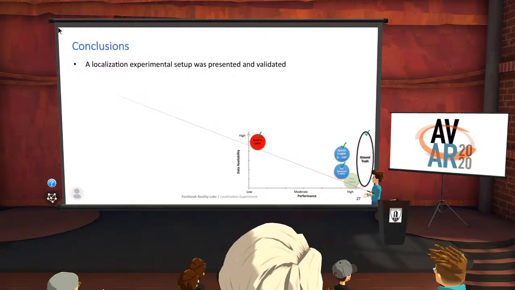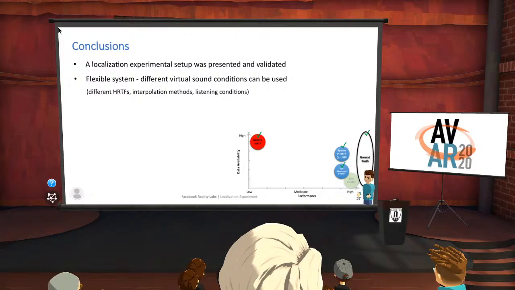So I presented the localization experiment setup that was validated to accurately capture localization results. We show that the system is flexible. We can do different virtual sound conditions, like different HRTFs, different interpolation methods, or different listening conditions. And we showed that accurate elevation perception can be achieved with only 84 HRTF measurements.